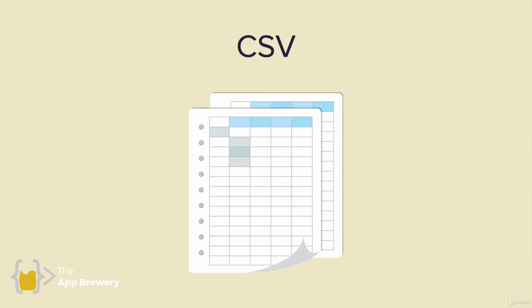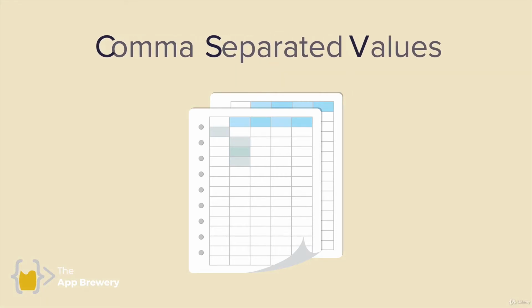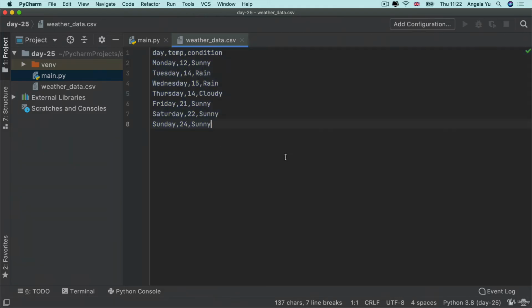Now, CSVs are a very common way of representing tabular data, so data that fits into tables, like a spreadsheet. And CSV, as you've already seen, stands for comma separated values. So that's why when you look at the data, you can see each row here is a single set of data, and each piece of data is separated by a comma without space.